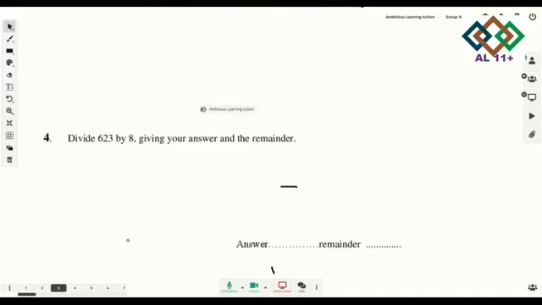Again, there is a divide one. They are telling you to divide 623 by 8, giving your answer with the remainder. So you will be getting a remainder as told by them. Again, you should know your table really well.